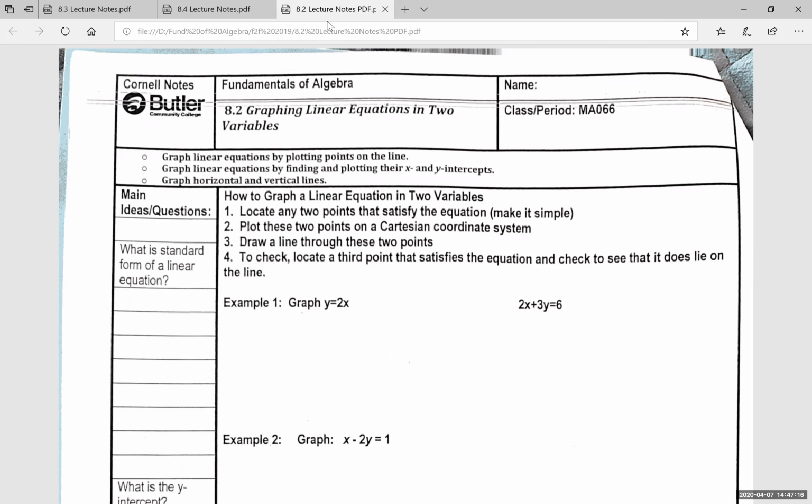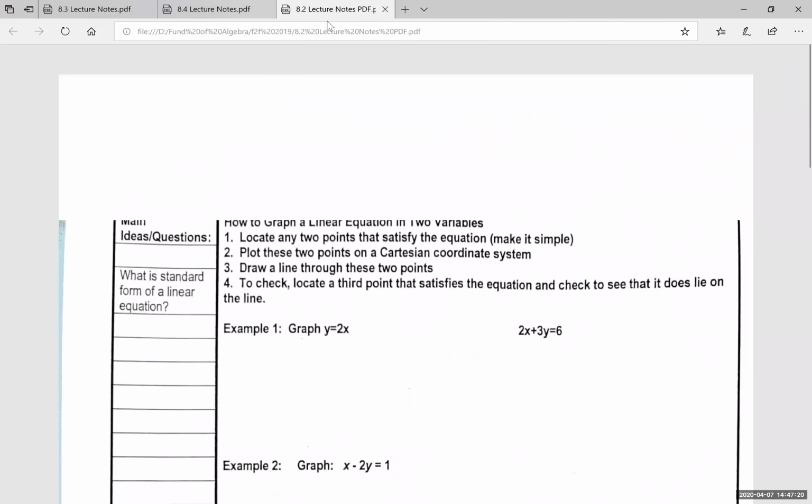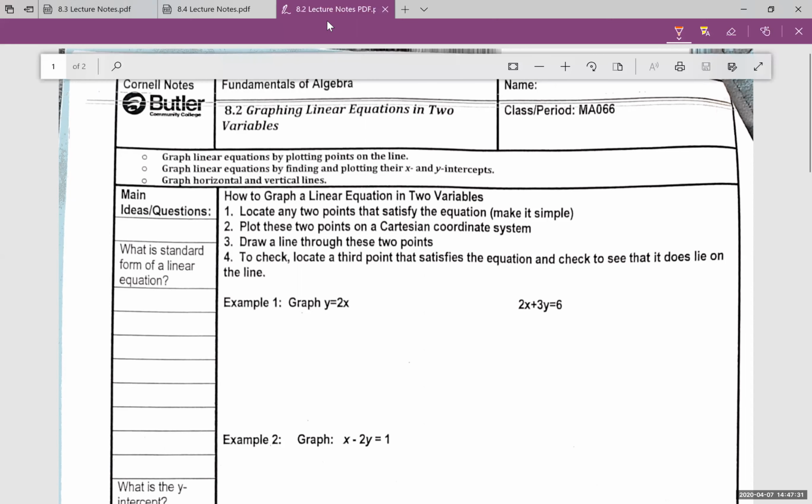I hope you have the capability to print this out. Notice there are little graphs on the second page. We're actually going to be graphing almost everything we do today. But let's just jump right in here. We're going to be graphing linear equations by plotting points. We are going to graph linear equations by plotting x and y intercepts. And we're going to study how to graph horizontal and vertical lines.